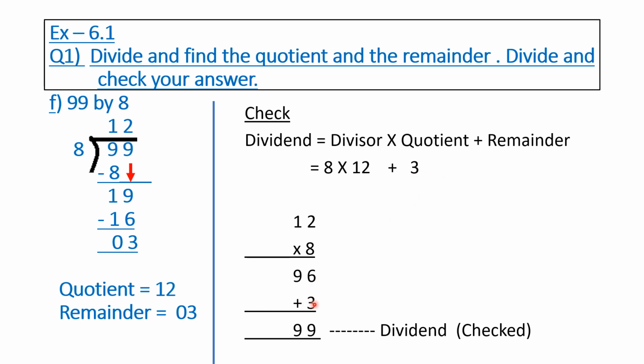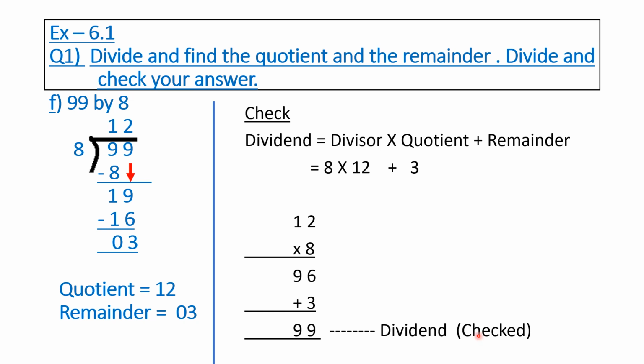Here plus 3. So 6 plus 3 is 9, and this 9 is 9. So we are getting the number 99. Is it the same as the dividend? Okay. Look here, our dividend was 99. So here this is also 99. We are getting the same number now as the dividend. So it is checked and our division is correct.